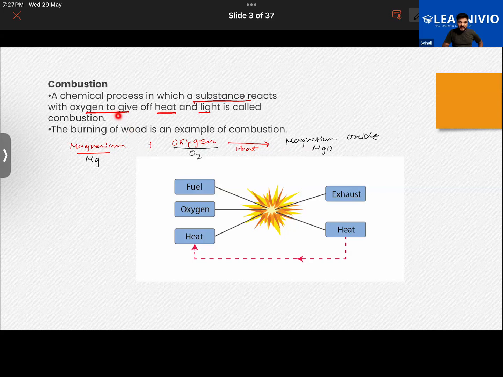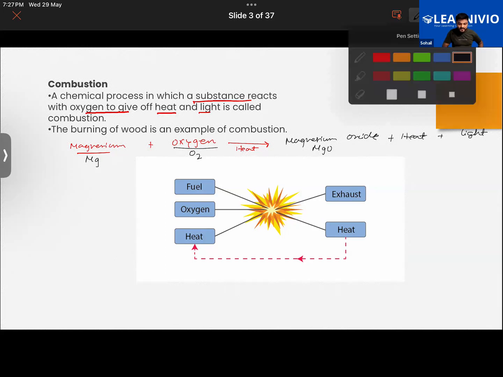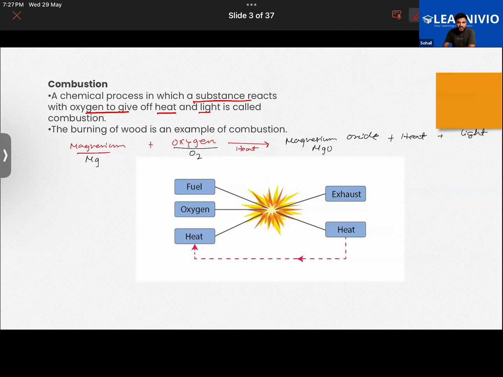That's why we say that it's a chemical process in which a substance reacts with oxygen. And apart from having reacted, it will give heat along with light. Heat will be given in almost every case, while in some cases light will be less. The amount of light can be very much in some fuels, while in some fuels it can be very less. Getting it now? That is one such example of combustion. You could have some other examples also.